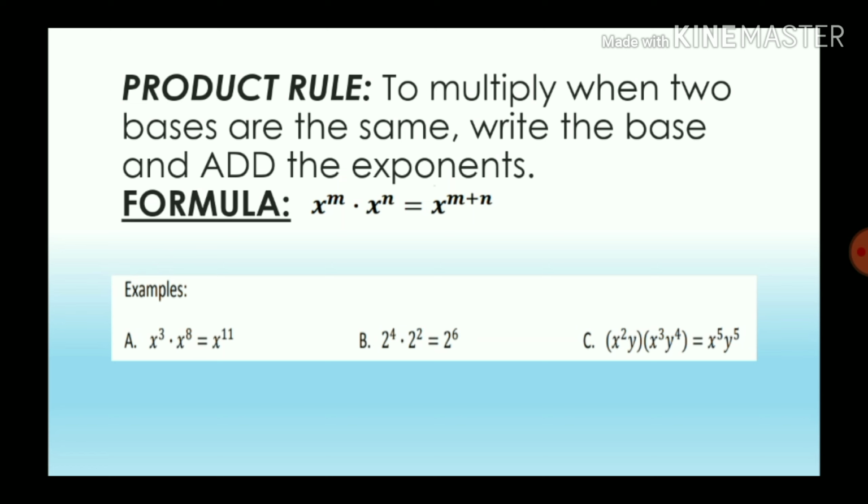Letter C. x to the power of 2, y to the power of 1, times x to the power of 3, y to the power of 4 is equal to x to the power of 5, y to the power of 5. Again, x to the power of 5, y to the power of 5. When a variable doesn't have a power, it means it has a power of an invisible 1. So don't be mistaken about this problem.